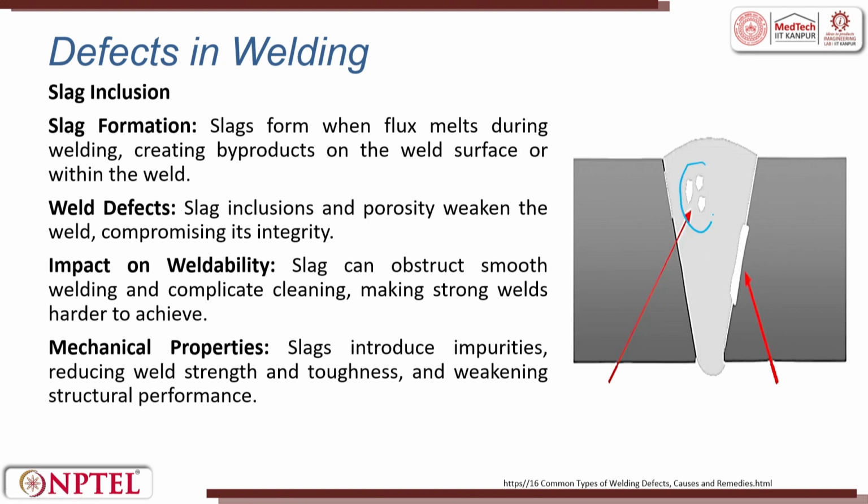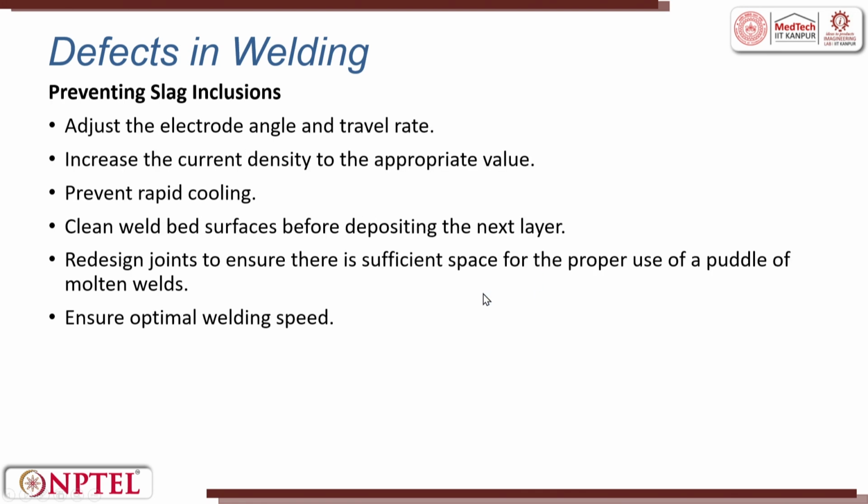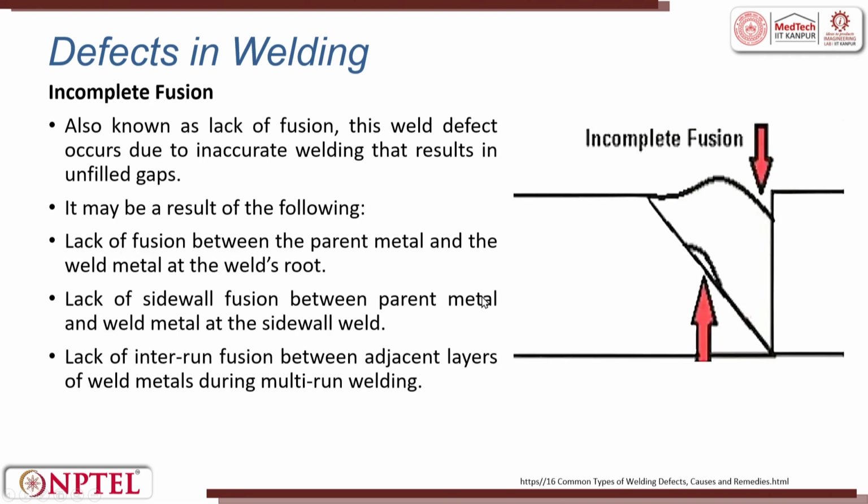These are slags which happen. These slags can happen because of oxidation formation or other impurities which are there. Slags form when the flux melts during welding, creating byproducts on the weld surface or within the weld. So, these are the causes for the slags. I am not going in depth, so I would request you to go through it by reading. Preventing slag inclusions is also discussed.